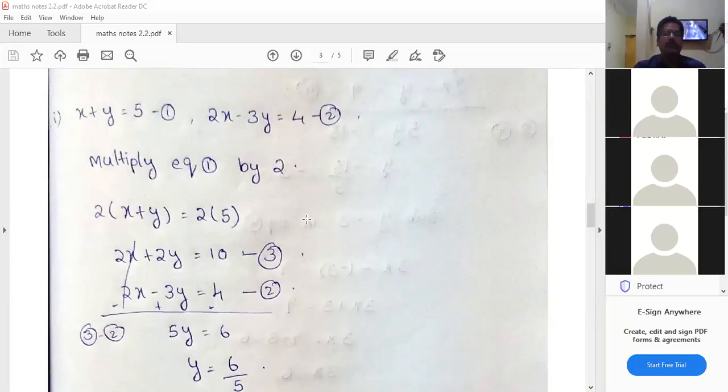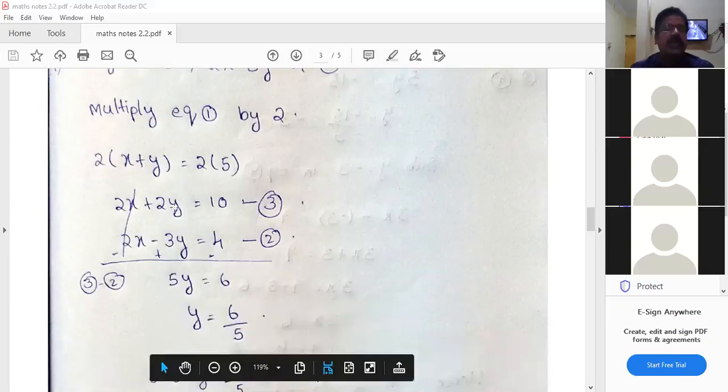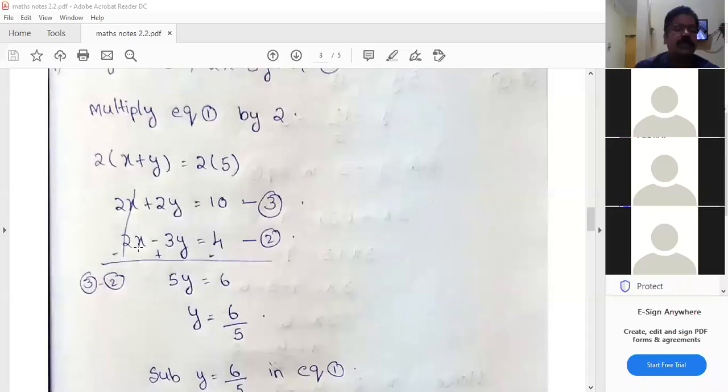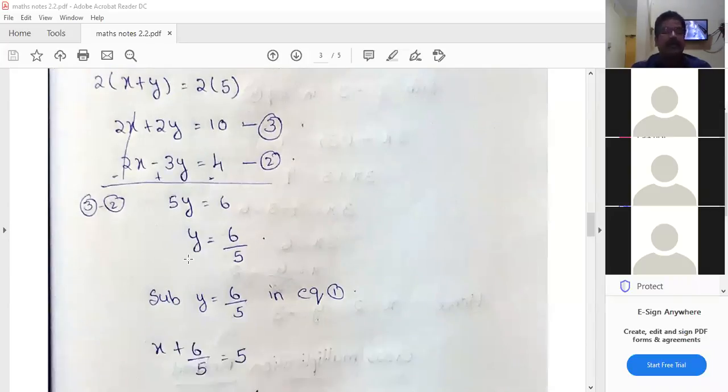If we are doing subtraction, we have to change the signs. Here minus is there, so I kept plus. Here plus is there, so I kept minus. Now I am subtracting: 2x minus 2x cancels. Plus 2y plus 3y equals 5y. 10 minus 4 is 6. 5y equal to 6. Hence y equal to 6 by 5 is the y value. Understand this method?